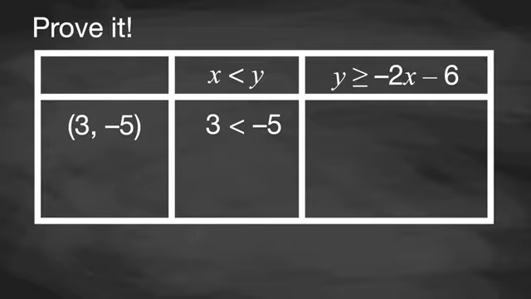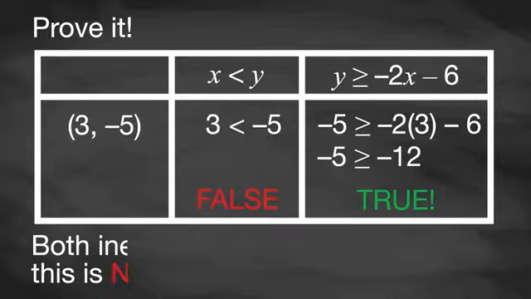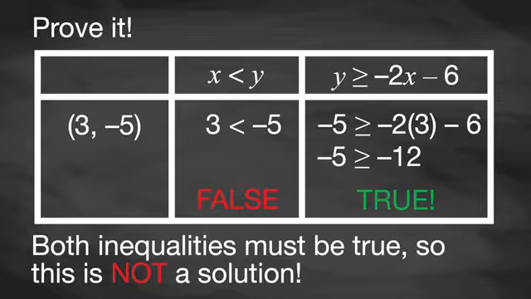When (3, -5) is substituted into x < y, the inequality is 3 < -5, which is false. When the point is plugged into y ≥ -2x - 6, the inequality becomes -5 ≥ -12, which is true. Both inequalities must be true, so this is not a solution.